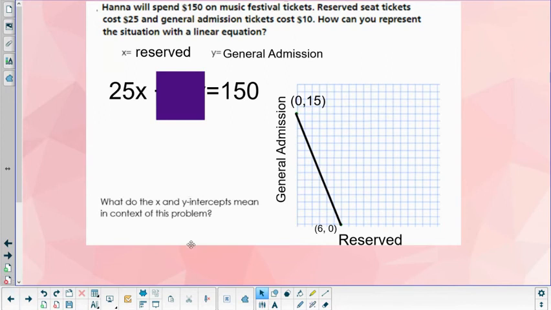Okay, so then it says, what do the X and Y intercepts mean in context of this problem? Well, 6, 0 means that she could buy 6 reserve tickets, but she can't buy any general admission tickets at all because she ran out of money. 6 tickets is the entire 150. And then 0, 15 means she's buying 0 reserve tickets, but she could buy 15 general admission tickets. So it's good to know what those things mean, and labeling your X and your Y are really helpful. So if she wants to bring more friends to this concert, then she definitely wants to go with the general admission tickets because she can't buy as many reserved.